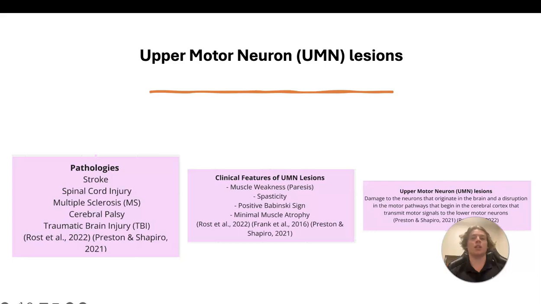An upper motor neuron lesion is damage to the neuron pathway that originates in the brain and travels down to the spinal cord to control voluntary movement. Clinical features are muscle weakness, stiffness, spasticity, and overactive tendon reflexes. For example, a stroke or multiple sclerosis.